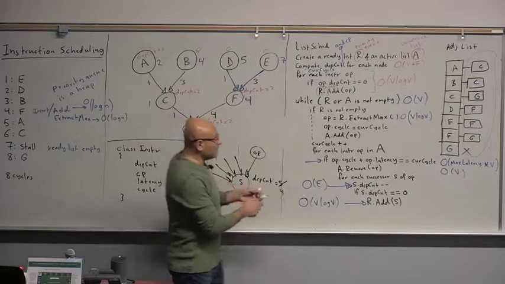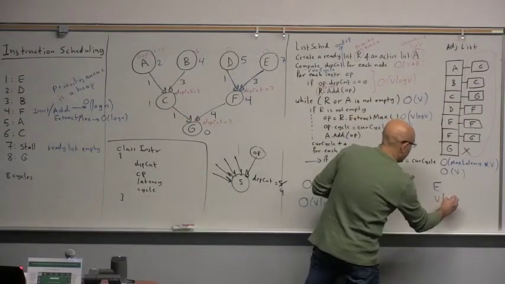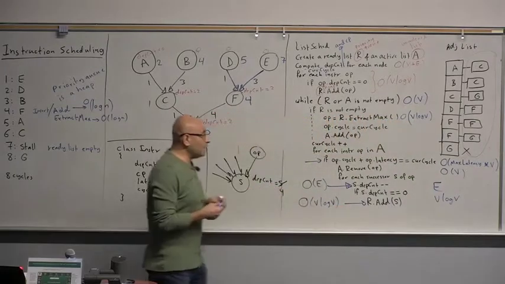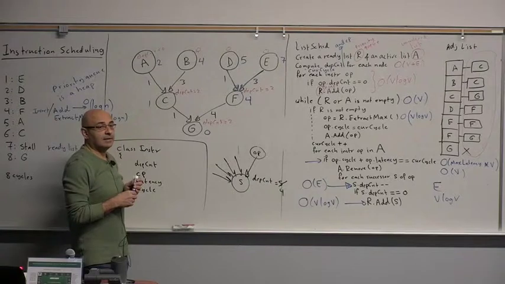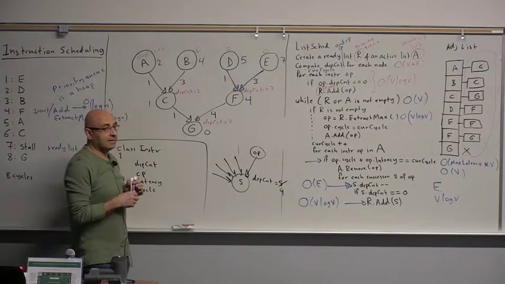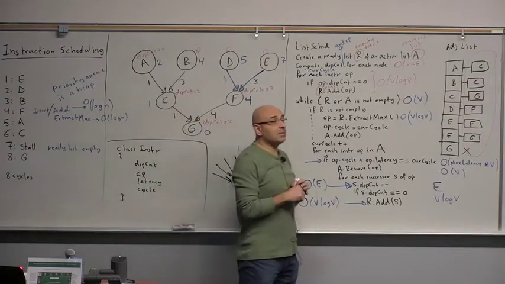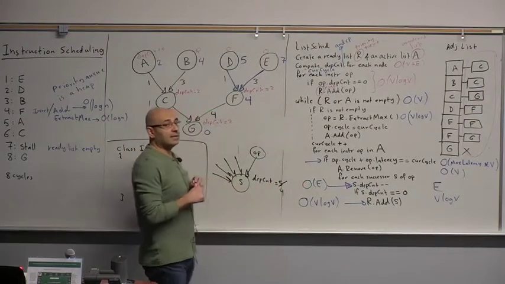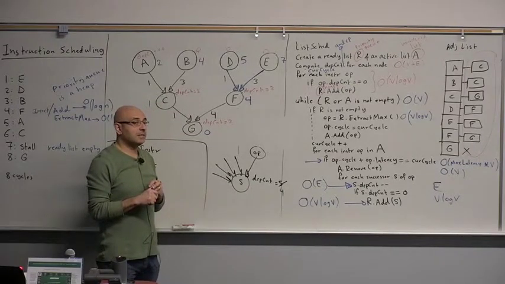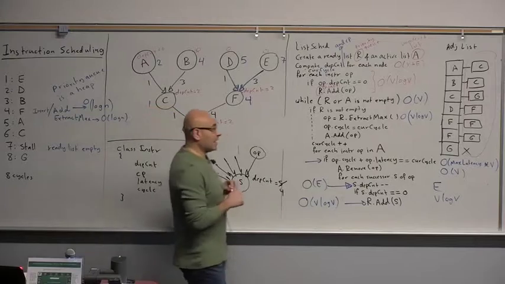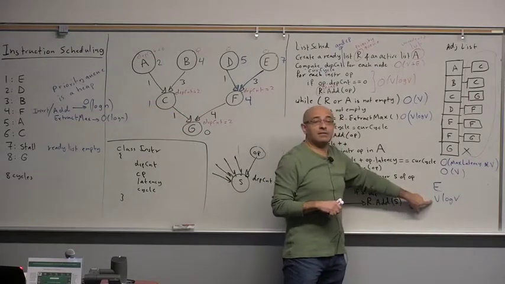Now, will the E be greater than or smaller than V log V? Well, in fact, it depends. It depends on the ratio of edges to nodes, on how dense the graph is. So if the graph is dense, E is going to be greater than V log V.